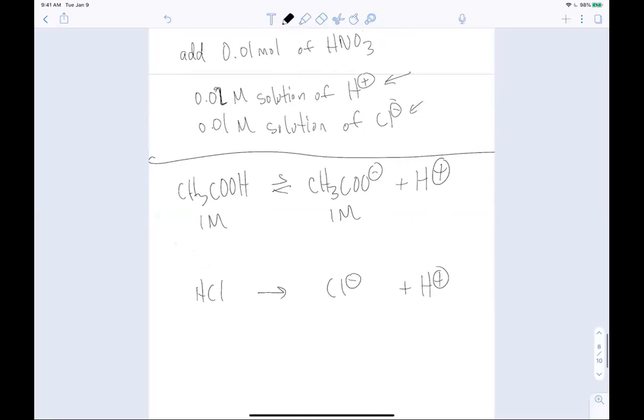So if I add, let's say I start out with 1 molar of each of these. If I add acid, it can't react with that because the reaction doesn't go in this direction, right? It won't go backwards. And so it's not resistant to pH change in that direction, so it's not really a buffer.